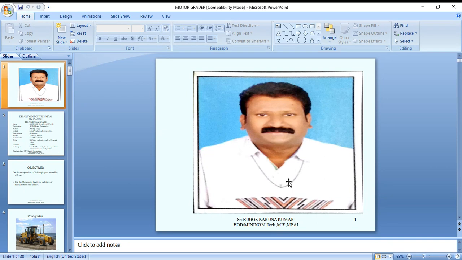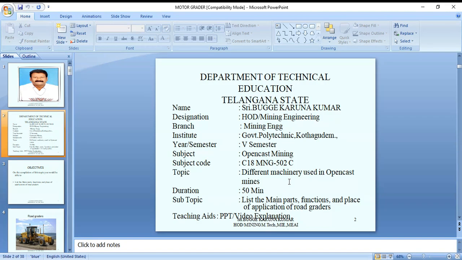Today you are going to learn, as part of open cast mining, the various types of machinery used in the open cast mine. Today, one special equipment meant particularly for grading purposes, to maintain the grading of roads, is popularly called the motor grader. That is what we are going to learn in this.